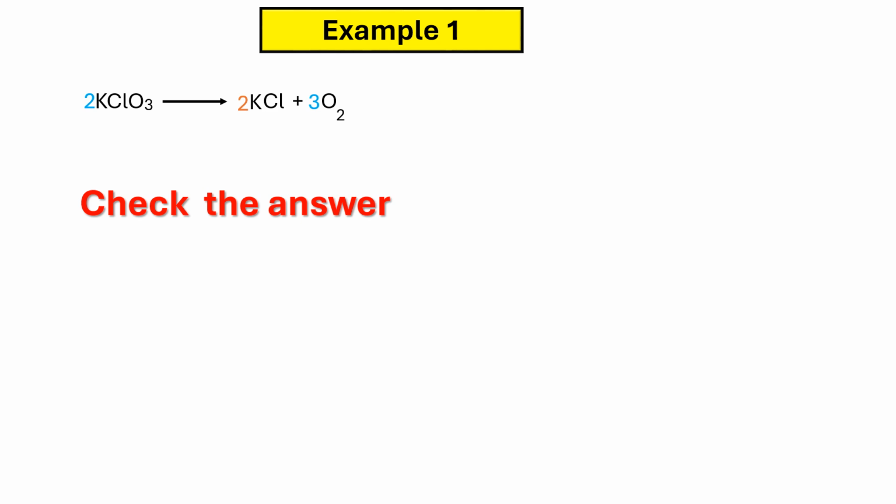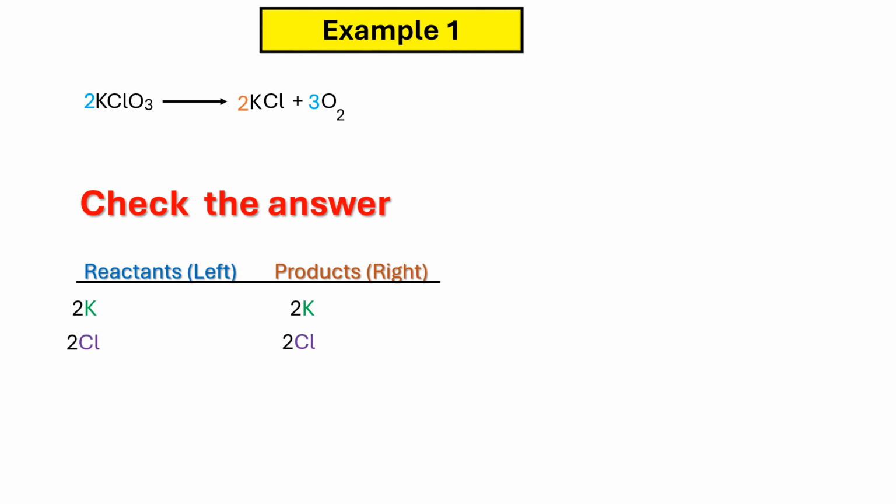Let's check the answer. So we have reactants and products. We have 2 chlorine on each side. Chlorine is balanced. Oxygen is balanced. So everything is balanced, and therefore our equation is fully balanced.